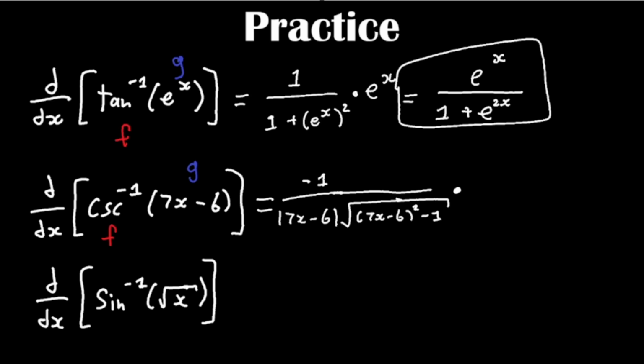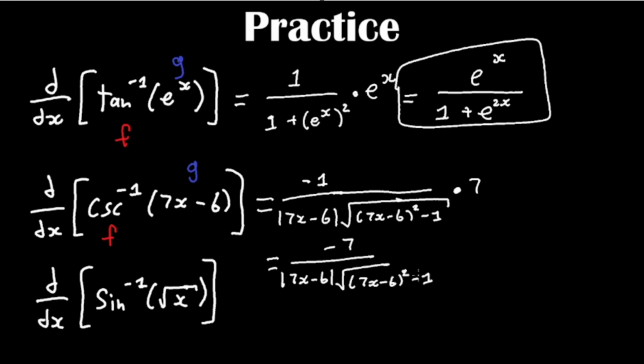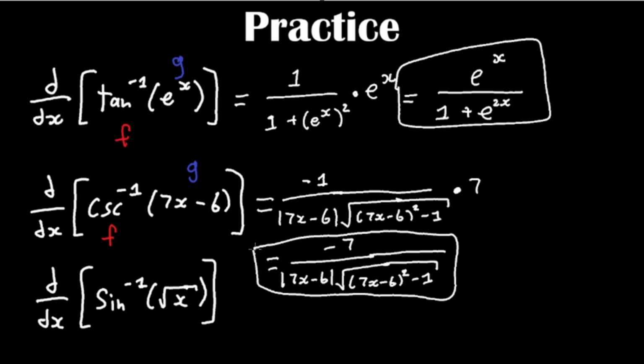That's more of an algebra problem than a calculus problem. And the derivative of g is just 7. So this becomes negative 7 over absolute value of 7x minus 6 multiplied by the square root of 7x minus 6 whole thing squared minus 1. And that is our final derivative. Alright, so one more problem. Derivative of sine inverse of square root of x.